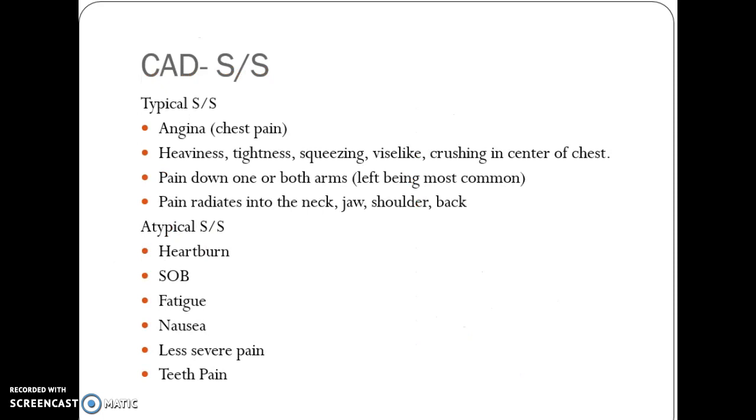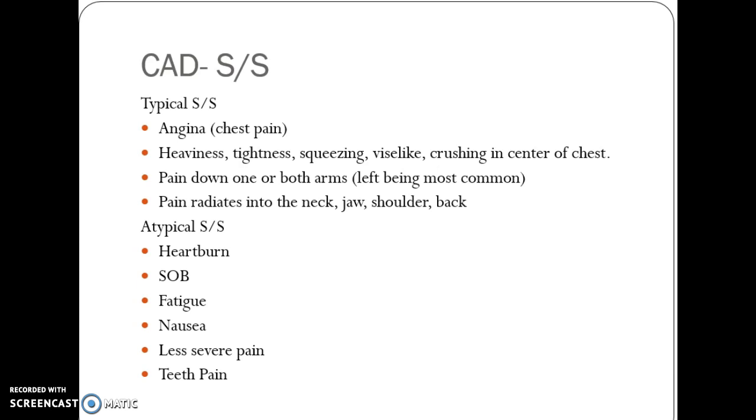Signs and symptoms of coronary artery disease start usually with angina, whichever way you want to pronounce it. It's the same word. And this is chest pain that is usually relieved with rest. Heaviness or tightness in the chest, sometimes pain down one or both arms. But the biggest thing you want to know about angina is it's almost always relieved with rest. Now, if someone's in the middle of an MI, it doesn't go away.